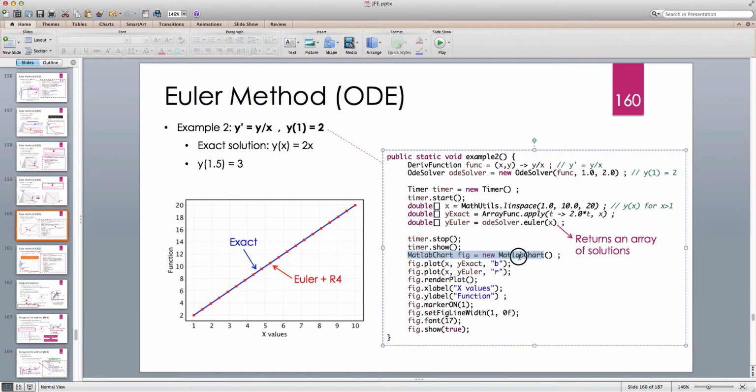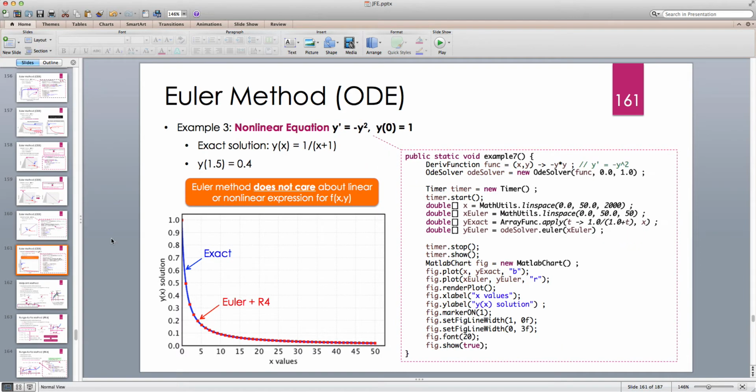So now we just create a plot. The blue color is the exact, y exact, the red color is Euler. I render the plot, x label, y label. I turn the markers on the red plot, and then set the line width on the red plot to 0. So I just want to see the dots, the markers, the points, not the lines that are connecting them. And set the font to 17, for example, and show it in a separate window. And we get this. So the blue is exact, the red is Euler plus Richardson acceleration, fourth order, and we see that we get almost a perfect result. Okay.